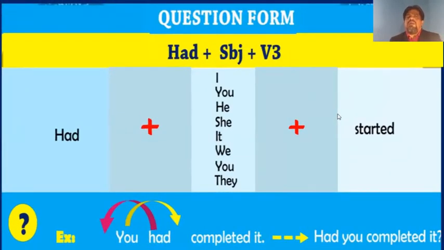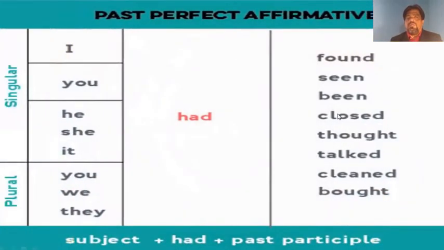And then how could we write the question form? Again, bring the word had before the subject. Before the subject. Go further. So, had I started? Had you started? Had we started? Had they started? Had you completed it? And the question mark. Never forget to put the question mark when you write an interrogative sentence.